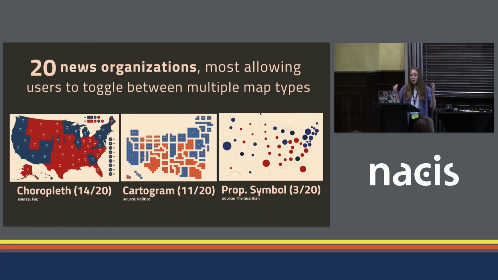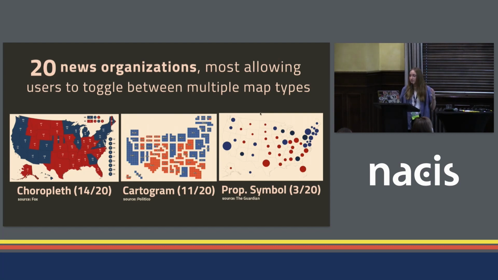To go back a little bit into how I chose all of these things, I looked at 20 news organizations on the night of the 2020 American presidential election to figure out what news organizations were actually doing for this election. I looked at 12 American news organizations as well as 8 international news organizations. Most had multiple thematic map types that you could toggle between online, which is why these numbers are going to add up to more than 20. Most news organizations do use a choropleth, 14 of them did.